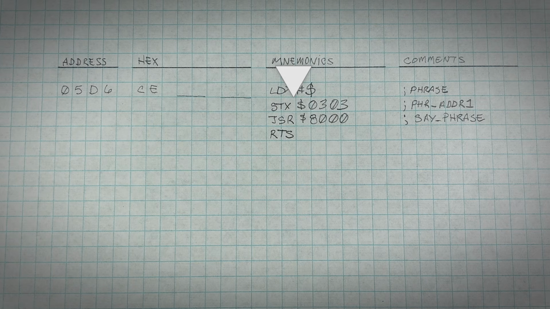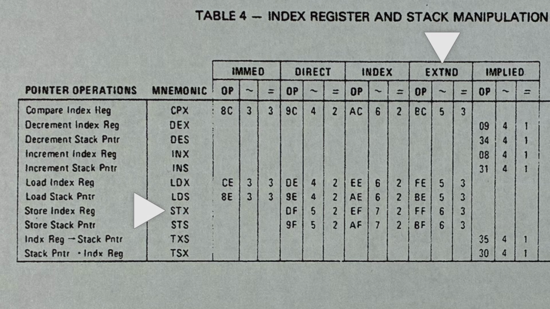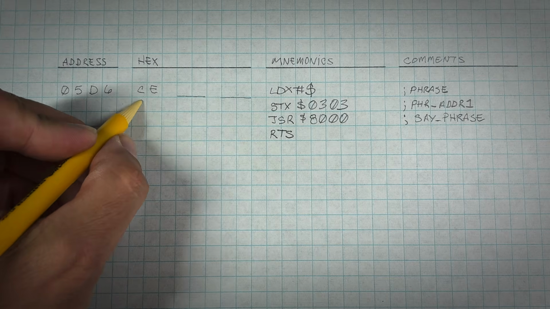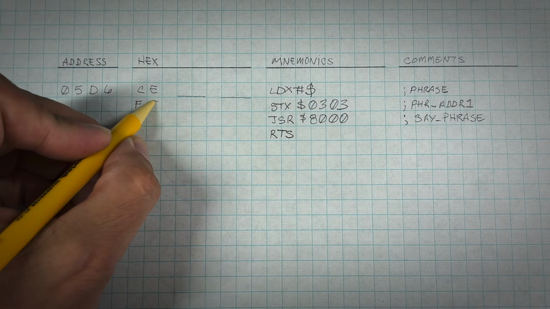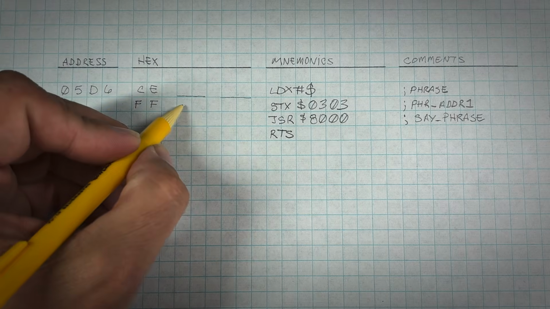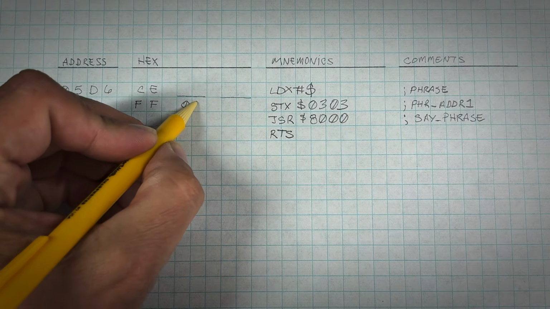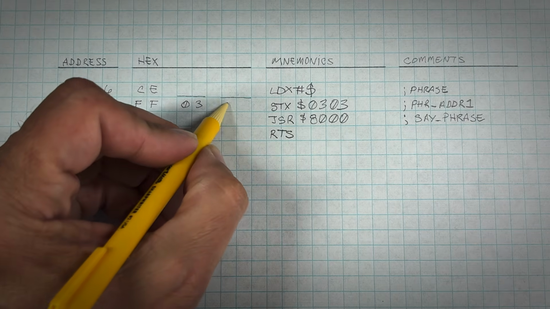Back in the mnemonic view, the lack of a pound symbol and the fact that the address uses 4 hexadecimal digits tells us that we're using the extended addressing mode. An STX command in the extended addressing mode has an opcode of FF, so we can fill in the next line of the hex column. We write the opcode first, and we can even add the address we're storing into by copying the 2-byte address over from the mnemonic column.